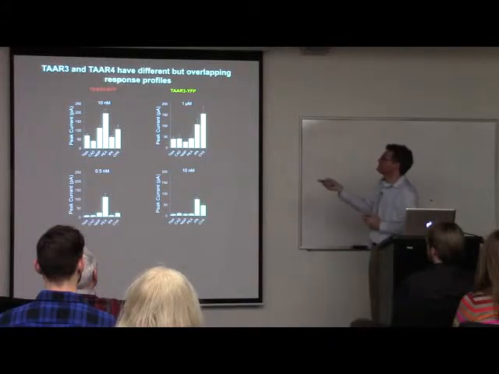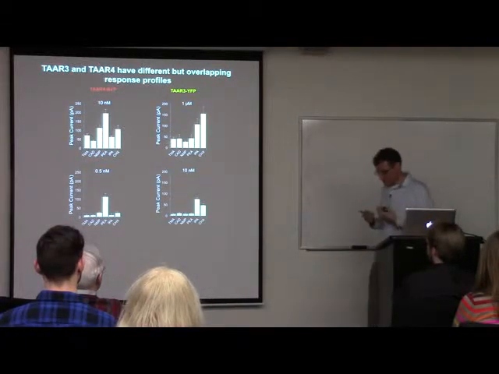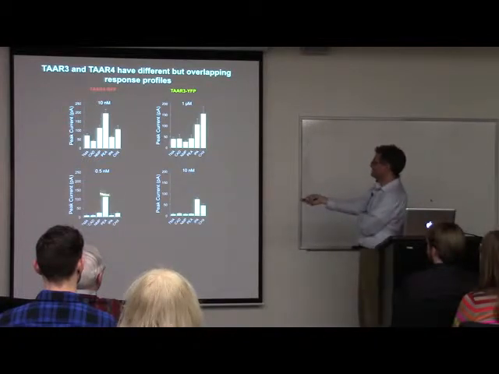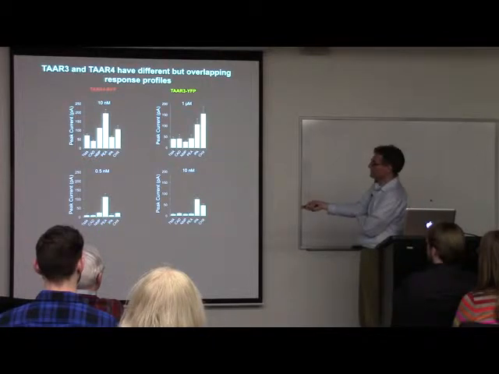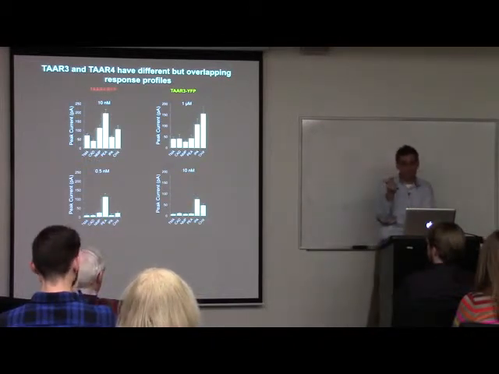This is very important because these two receptors are now our models, or some of our models, for doing behavior. And what you see is that at lower concentrations, TAAR4 is preferentially activated by phenylethylamine, and TAAR3 is preferentially activated by isopentylamine and cyclohexylamine.